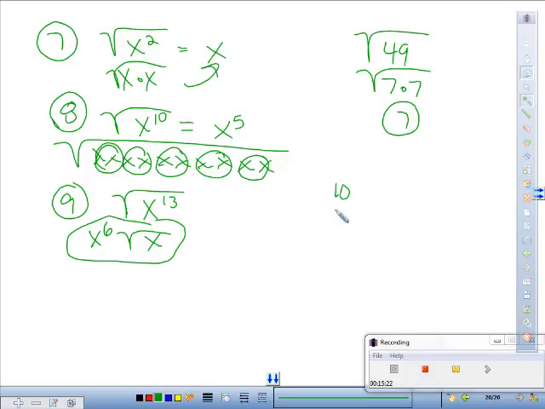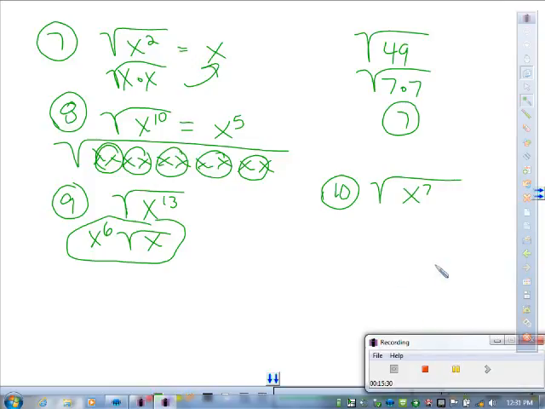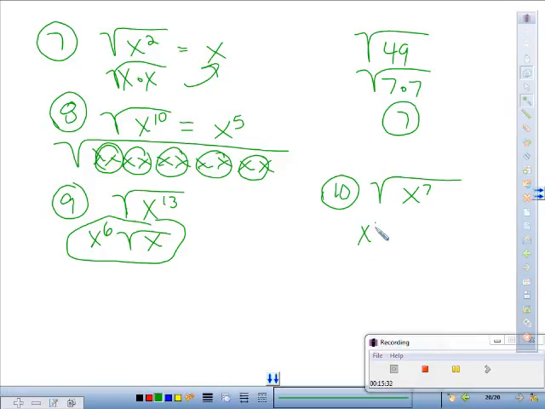Number 10. Let's say x to the 7th. That answer. What do you think, Bobby? Correct. What happened is 6 of them got out, but 1 got left inside because it was that extra odd one in there. Now this can be done with multiple letters at the same time.